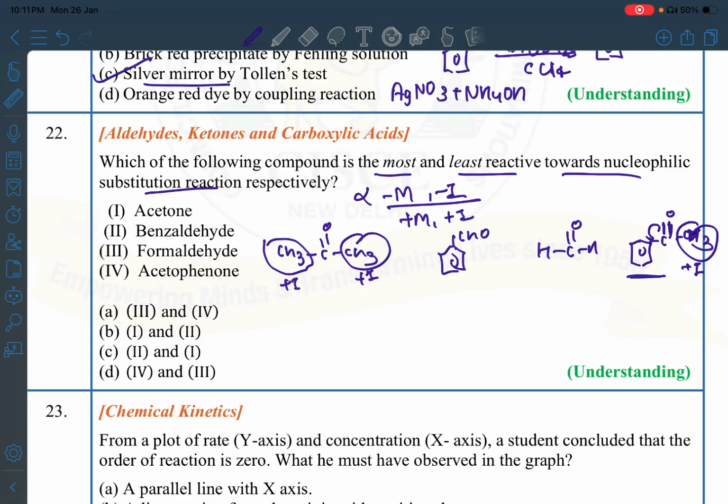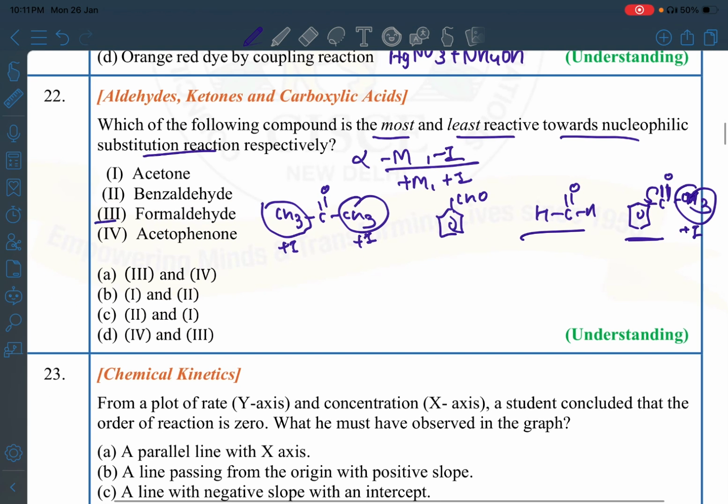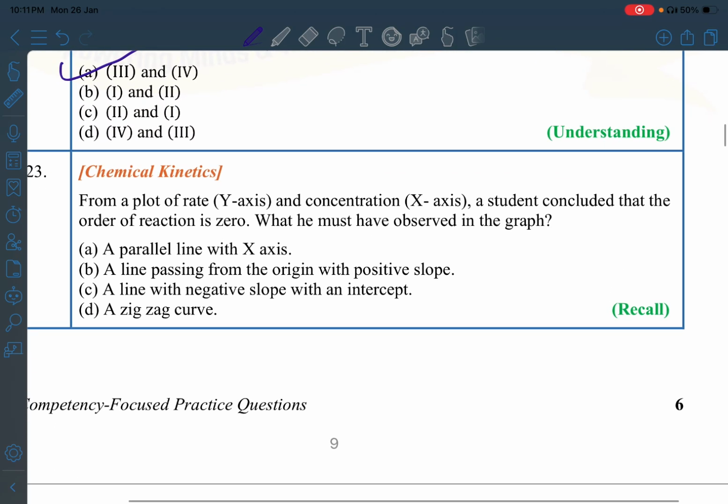Now what about the most? Most reactive will be this one. So formaldehyde will be most reactive, and acetophenone will be least reactive. So 3 and 4, so option number A. Now next, question number 23.